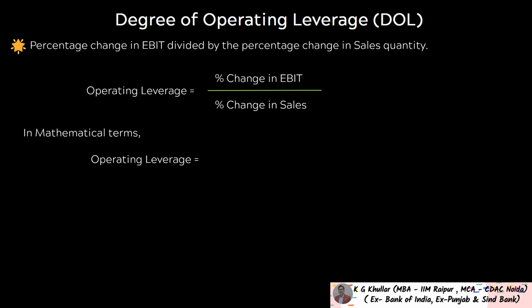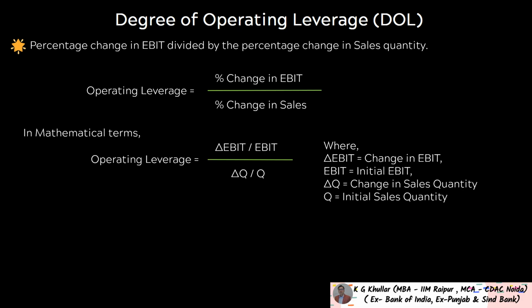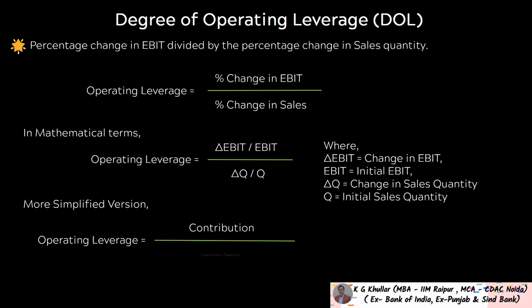So as shown here, we calculate degree of operating leverage as percentage change in EBIT divided by percentage change in sales, or in mathematical terms as delta EBIT divided by EBIT divided by delta Q divided by Q. So here delta EBIT is the change in EBIT, EBIT is the initial EBIT and delta Q is the change in sales quantity while Q is the initial sales quantity. Now you can also use a more simplified version of this formula, that is degree of operating leverage equals contribution divided by contribution minus fixed cost, or even contribution divided by EBIT.